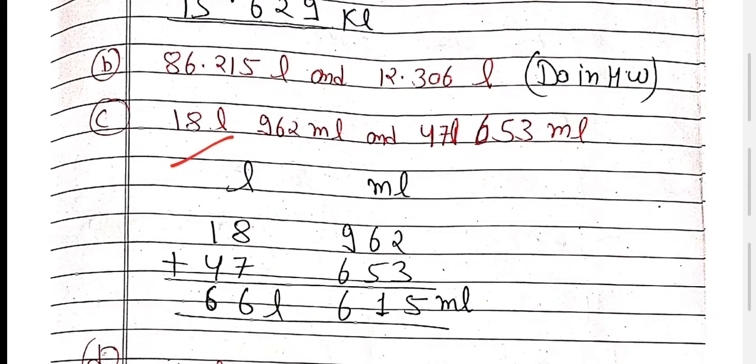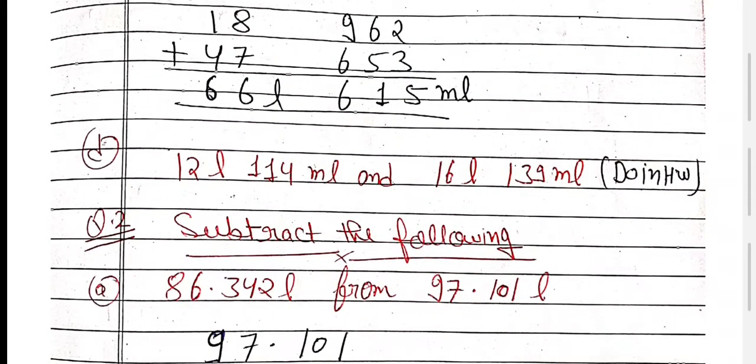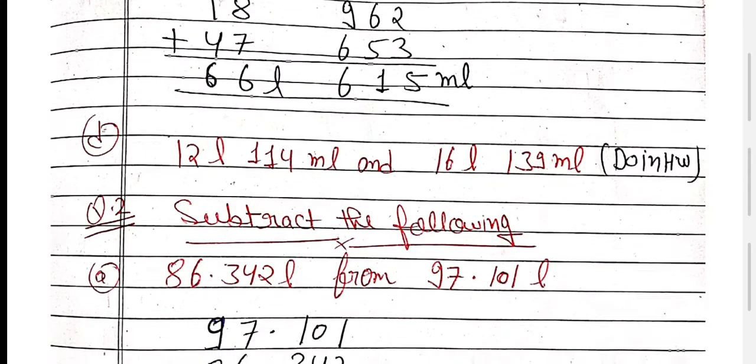Now come on, C part: 18 liter 962 milliliter and 47 liter 653 milliliter. So just liter here, milliliter here. It is 18, 962 and it is 47, 653. Now simply add: 2 plus 3, 5; 5 plus 6, 11, 1 carry 1; 9 and 1, 10, 16, 6 carry 1; 8 and 7, 15, 1 carry; 1 and 4, 5 and 1, 6. So your answer is 66 liter and 615 milliliter. Similarly, D part is also liter milliliter, same as C part, so you have to do it by yourself in homework.